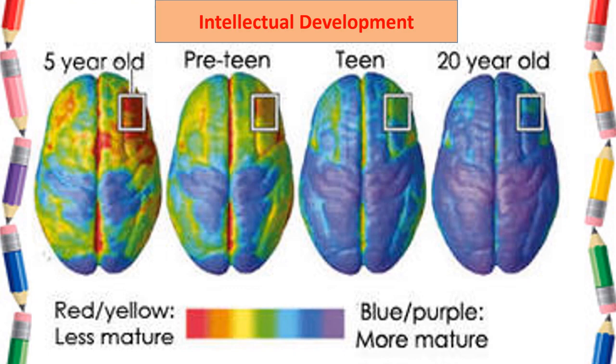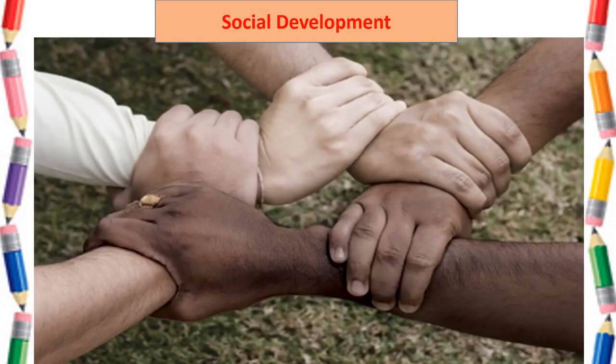And when you turn into a teenager, means when you cross 13 years of age, your brain starts to develop more and become more mature, and when you become a 20-year-old the brain becomes more mature. ठीक है, so that way जैसे जैसे हमारा brain develop होता है हमारा intellectual development भी होता चला जाता है. Then social development is also very important. किस तरीके से हम लोग हमारे आसपास के फ्रेंड्स लोग के साथ में लोगों के साथ में बिहेव करते हैं.